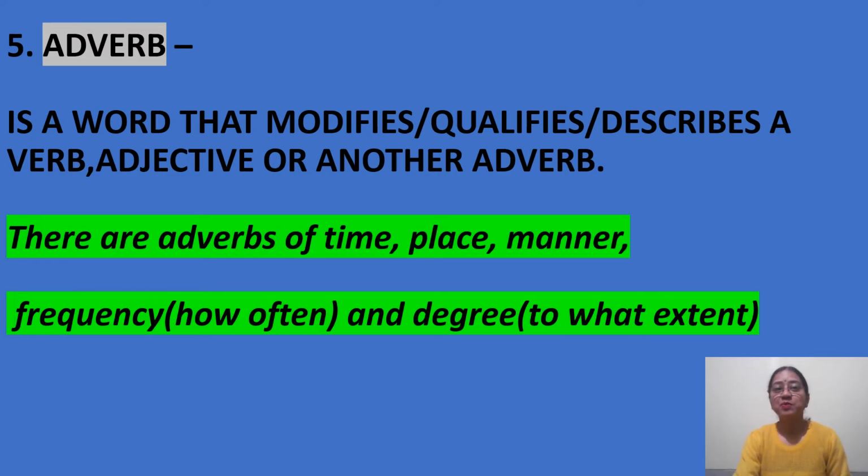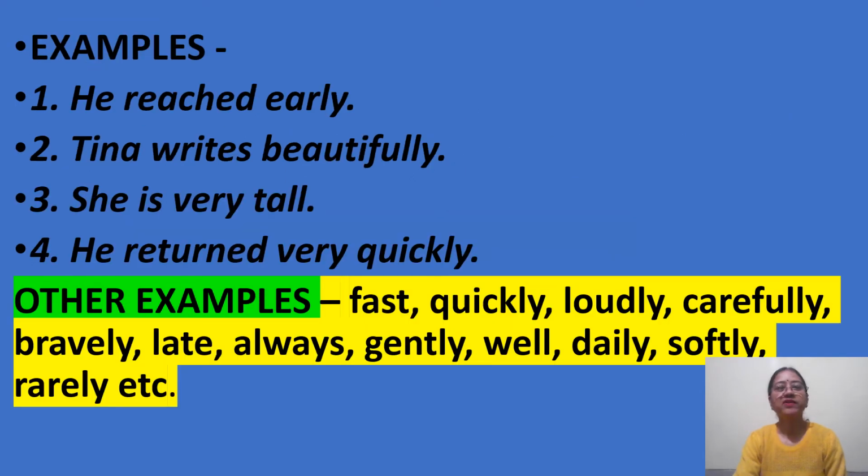So the fifth part of speech is adverb. Here are some examples for you. He reached early. So the word reached is the verb and early is the adverb. It tells us more about the verb reached. Second, Tina writes beautifully. So here writes is the verb and beautifully is the manner in which she writes.